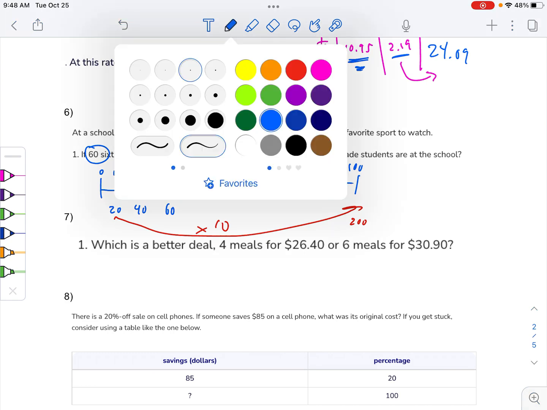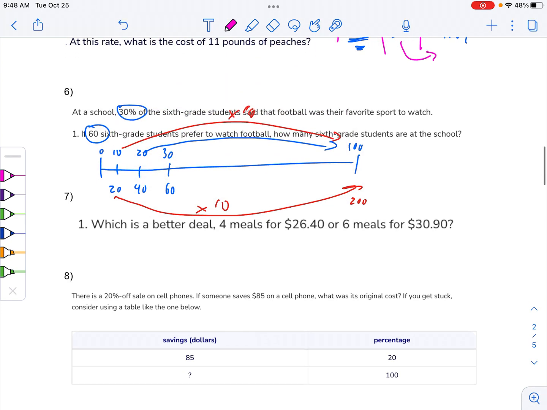Which is a better deal. I always want a better deal. I like a better deal. So I got money and I got meals. So the first one is $26.40 for 4 meals. One meal is $26.40 divided by 4, which is $6.60.